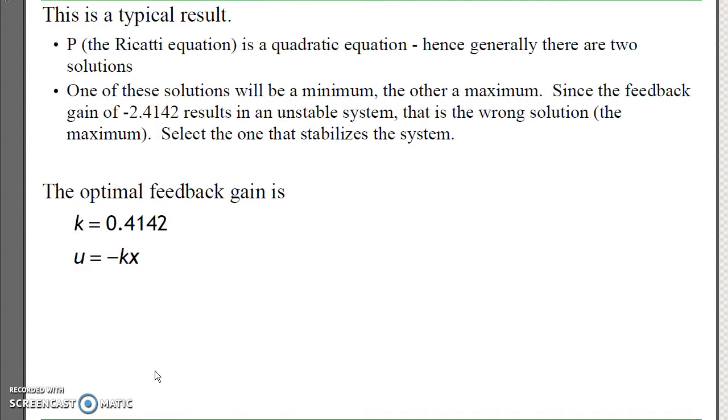So again, there are always two solutions since this is quadratic. The unstable one you ignore. Keep the stabilizing gain. So this is the optimal feedback gain for that scalar system. That's the simple case of trying to find a feedback gain for a scalar system. What we'll be looking at in our next lecture is applying that to a generalized dynamic system that's n by n.